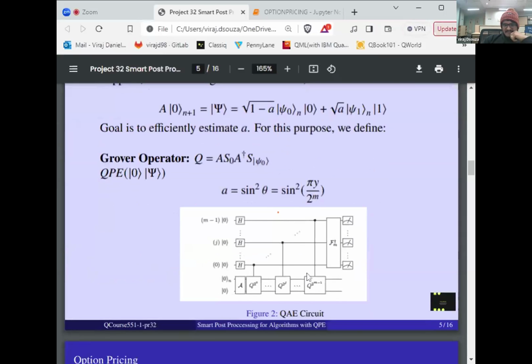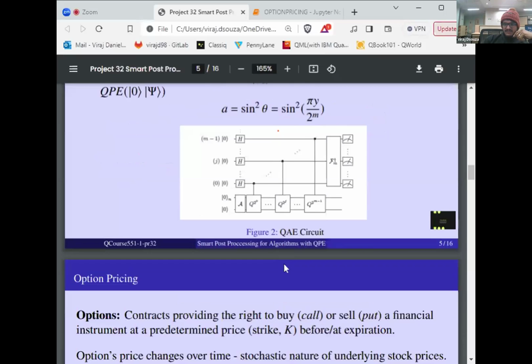So how does this work? Just like the previous QPE circuit, instead of controlled U, we have the controlled Grover operators, and then an inverse quantum Fourier transform, and the measurement on the estimation register will give you the state y with maximum probability, and then we substitute this back in the expression to get the value of a.